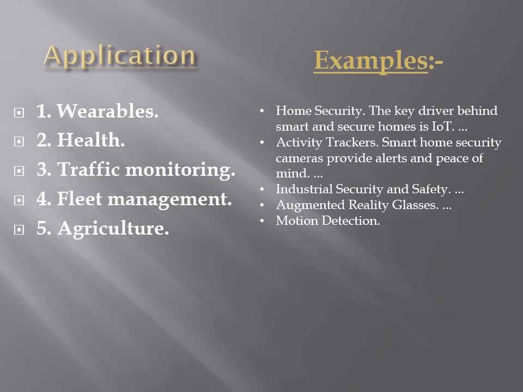Here we see some examples of this. In home security, the key driver behind smart and secure homes is IoT. Activity trackers and home security cameras provide alerts and peace of mind. Industrial security and safety, and motion detection.